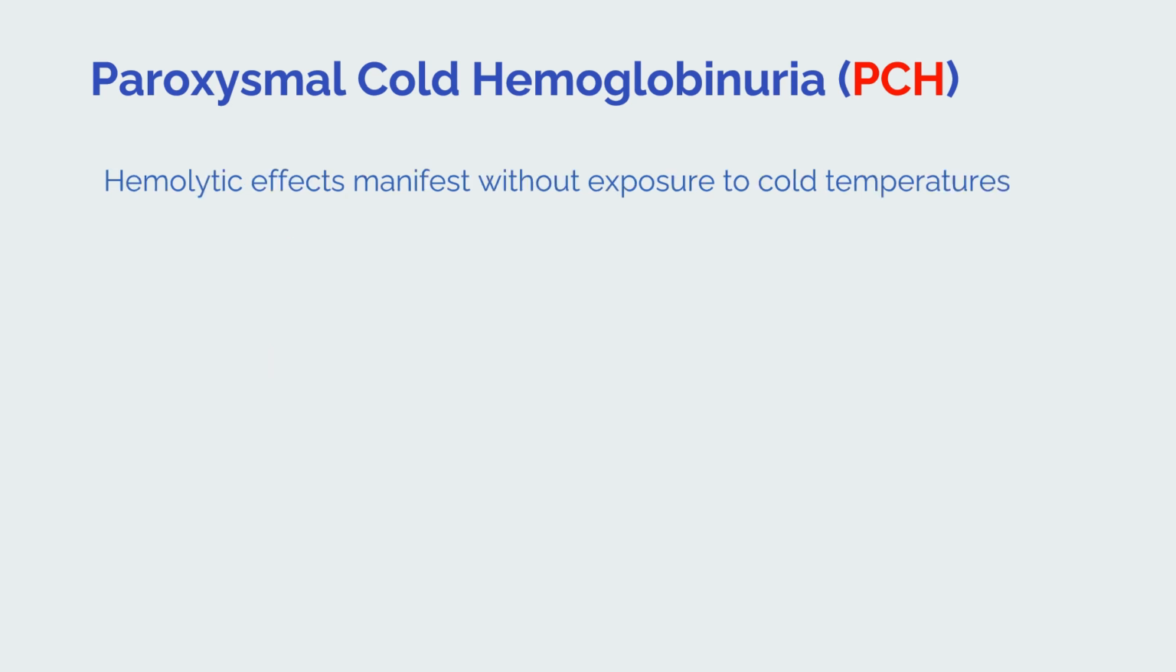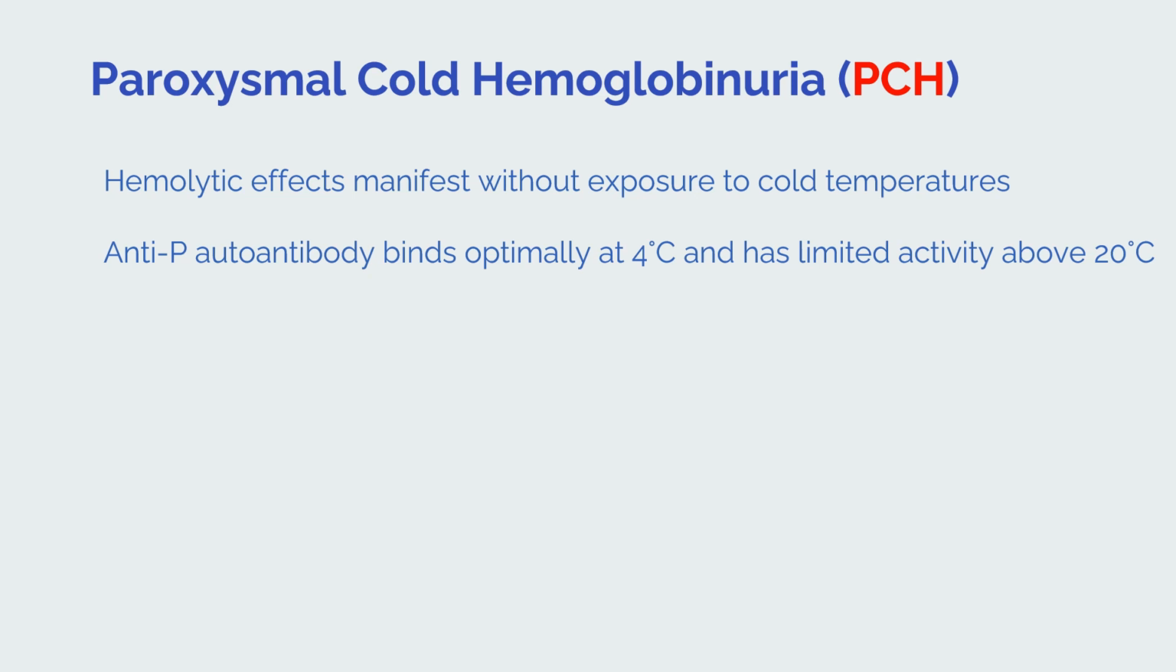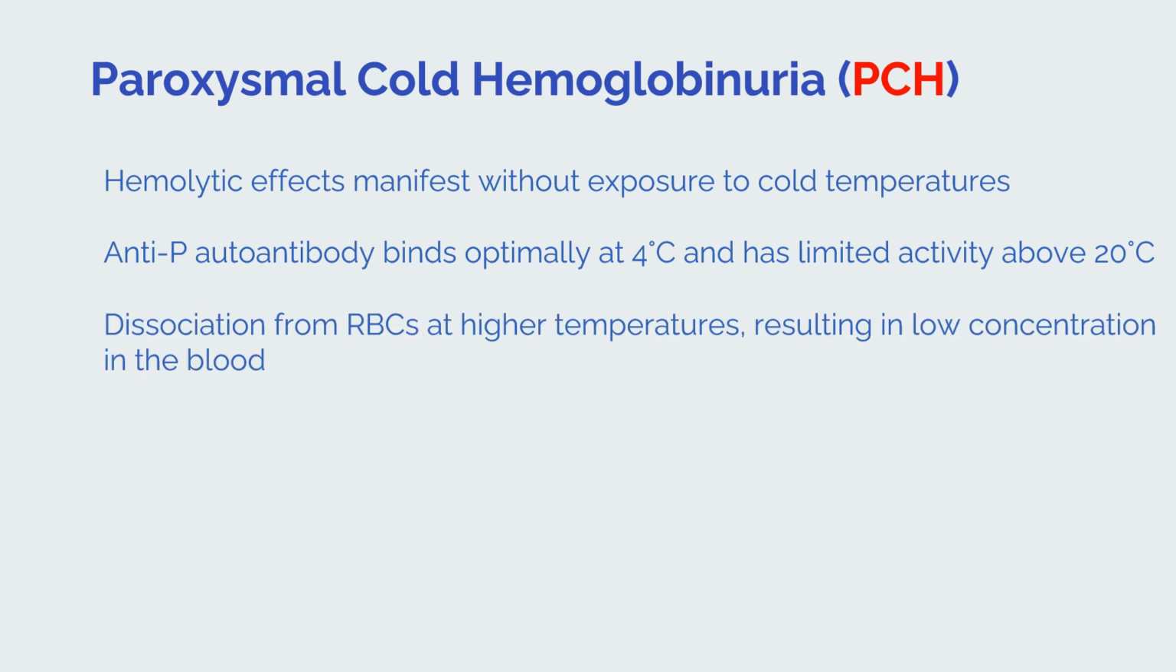What's truly fascinating is that exposure to cold temperatures is not necessary for the hemolytic effects to manifest in the body. Although the reasons for this are not fully understood, the anti-P autoantibody binds optimally to RBC antigens at 4 degrees Celsius and has limited activity above 20 degrees Celsius. At higher temperatures, it dissociates from the RBCs, resulting in a low concentration in the blood, usually with a titer of less than 1:64.